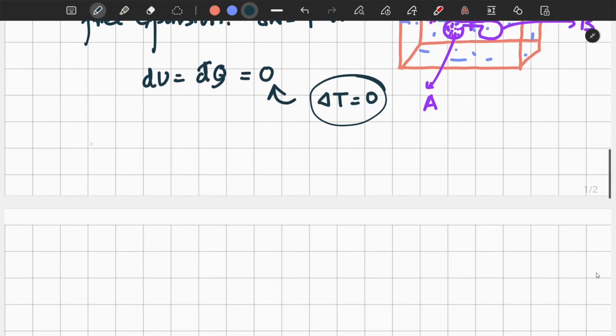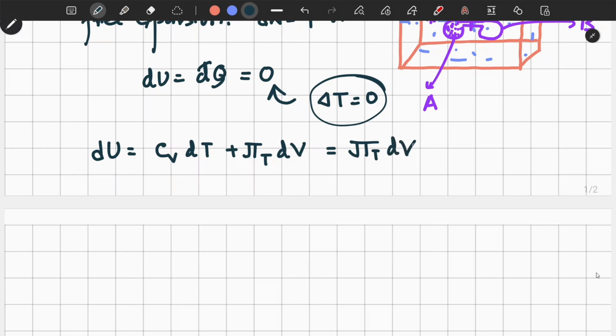So if dU is 0, you know dU is CV dT plus pi T dV, and it's a constant temperature process. CV dT is 0, dT is 0. So the CV dT part is 0. So you can write it as pi T dV. But dV is not 0.